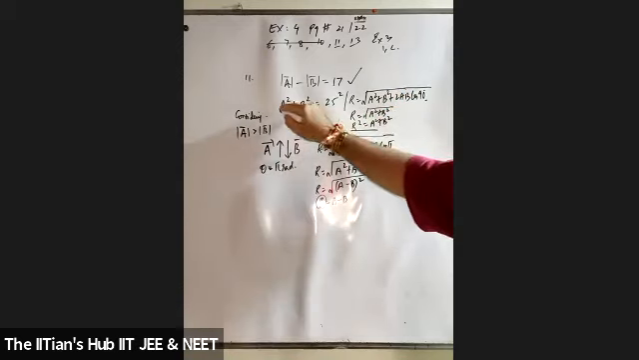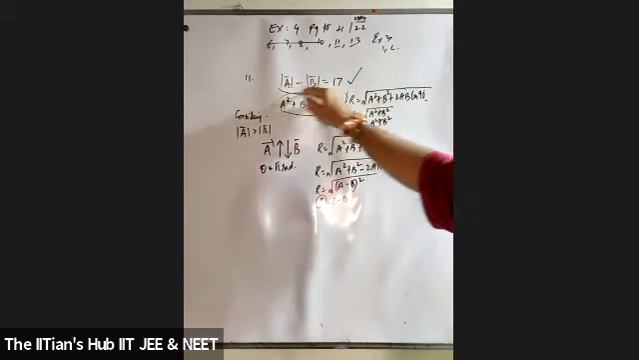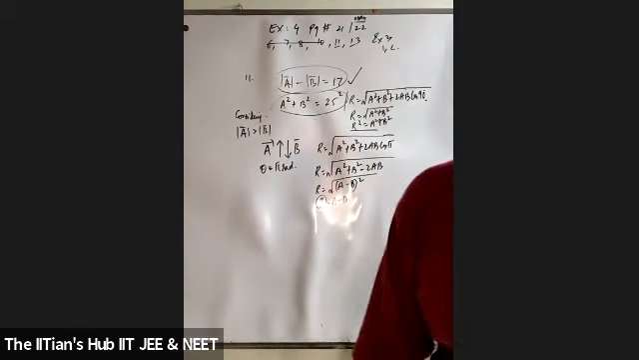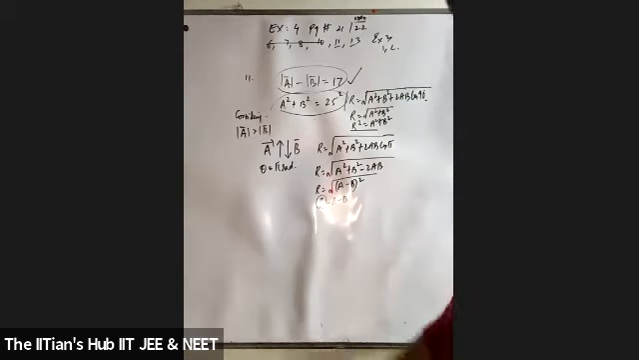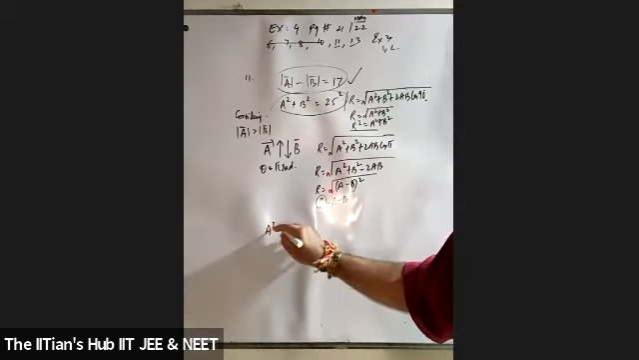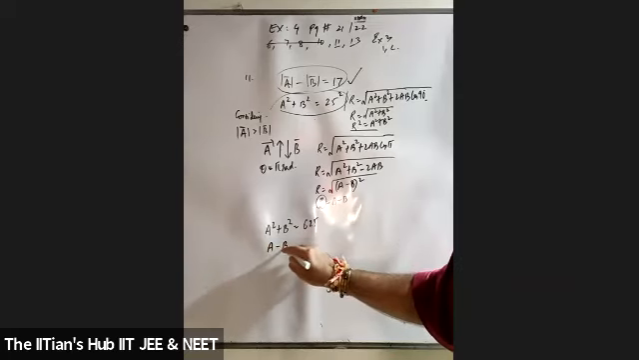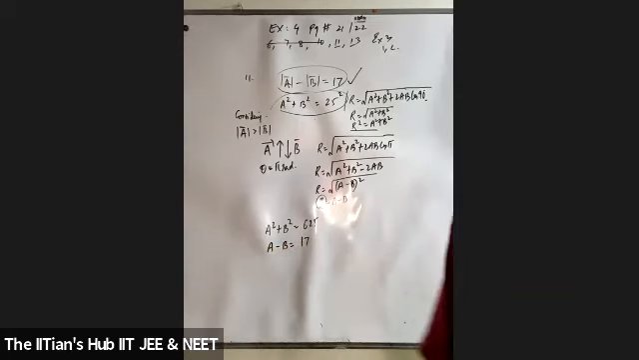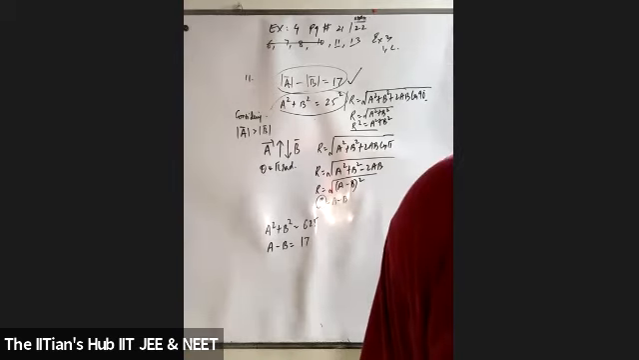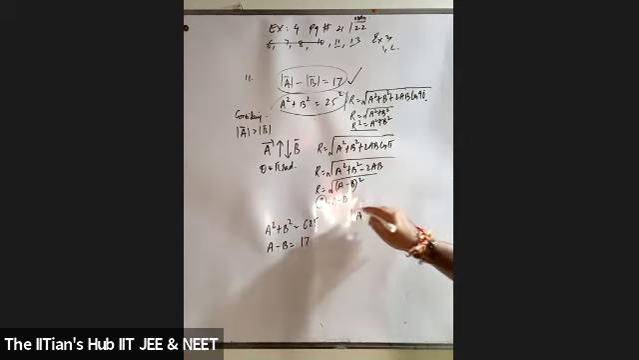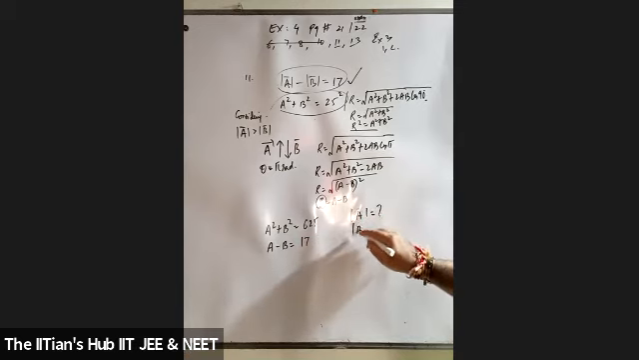Now this is equation number 2, and this is equation number 1. What is A square plus B square? 625. And A minus B is equal to 17. What is the question asked, students? Calculate the magnitude of the two vectors. Means I want the magnitude of A and the magnitude of B.